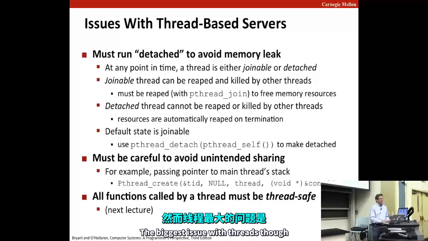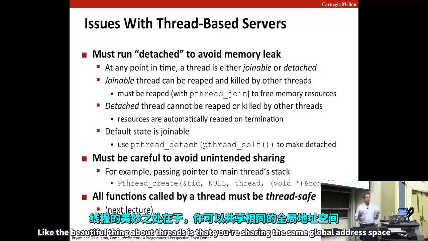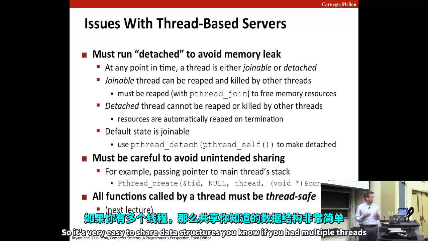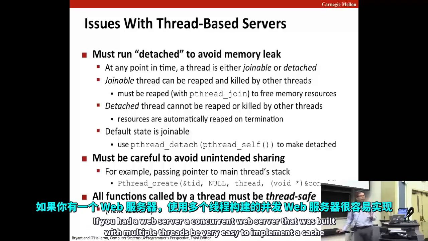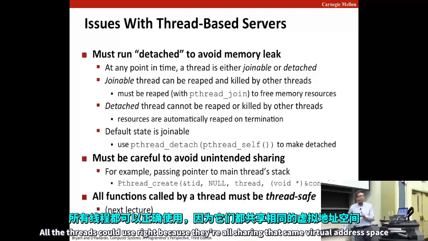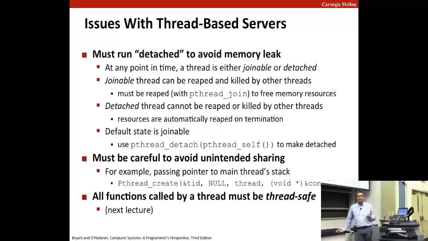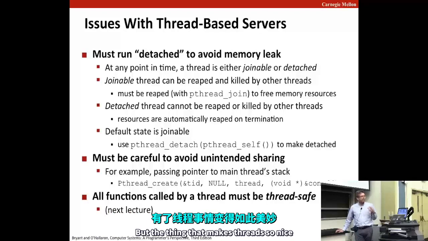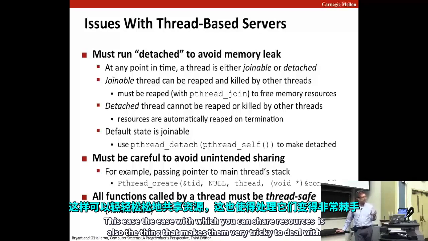The biggest issue with threads, though, the beautiful thing about threads, is that you're sharing the same global address space, so it's very easy to share data structures. If you had a concurrent web server that was built with multiple threads, it'd be very easy to implement a cache that all the threads could use, because they're all sharing that same virtual address space. But the thing that makes threads so nice, the ease with which you can share resources, is also the thing that makes them very tricky to deal with.